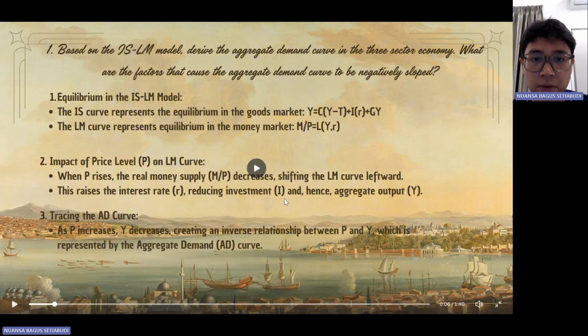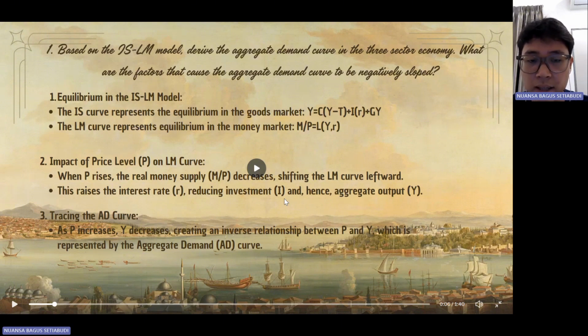The IS curve represents the equilibrium in the goods market. It's expressed as Y = C(Y - T) + I(R) + G. Here, the output Y is determined by consumption, which is C, investment, which is I, and government spending, which is G.